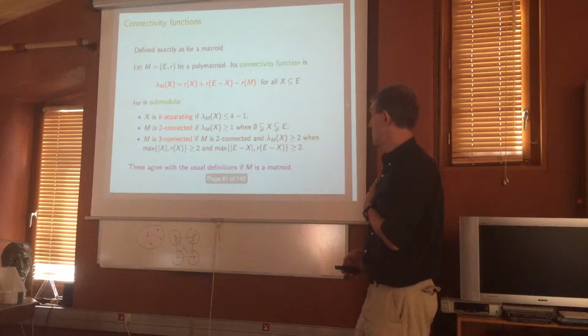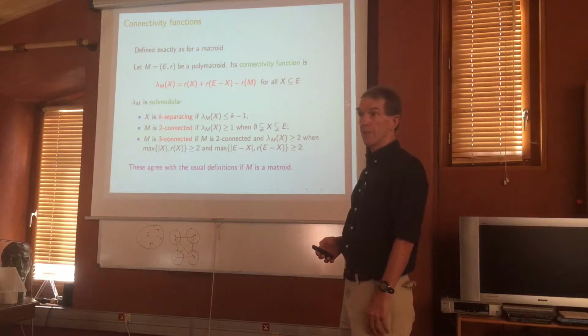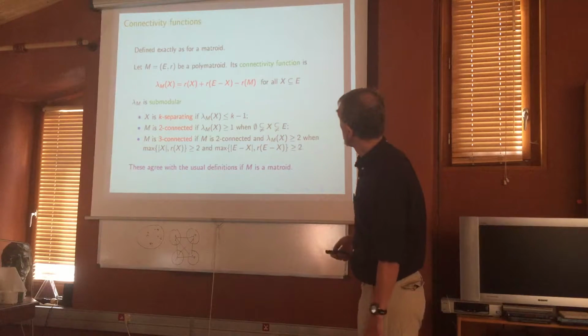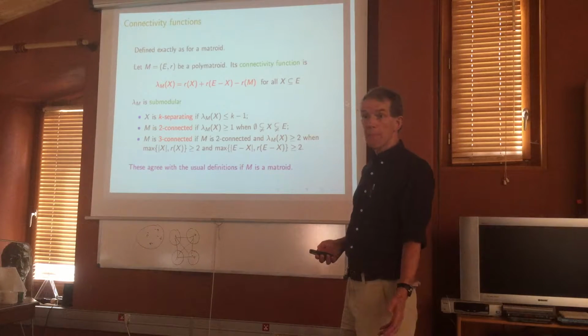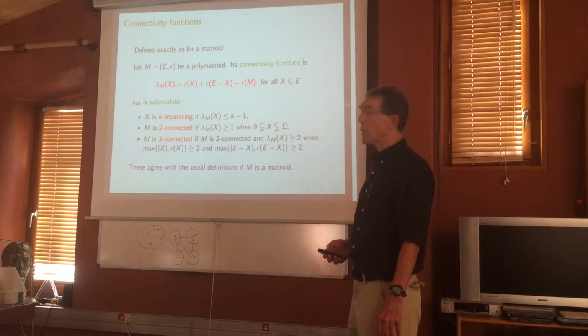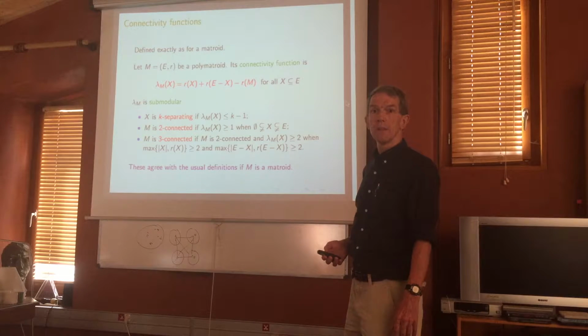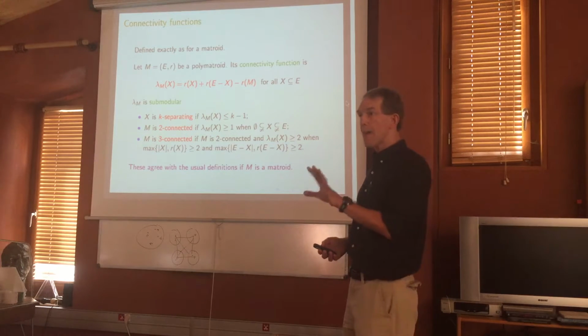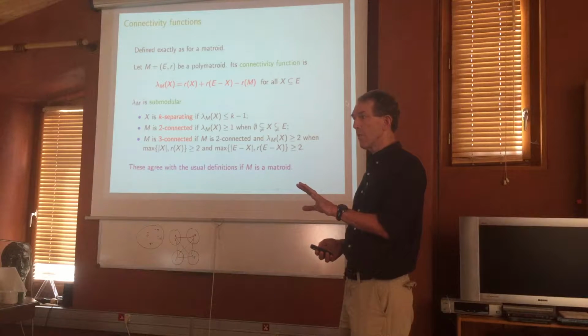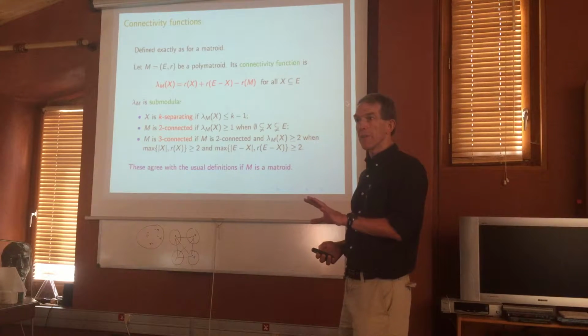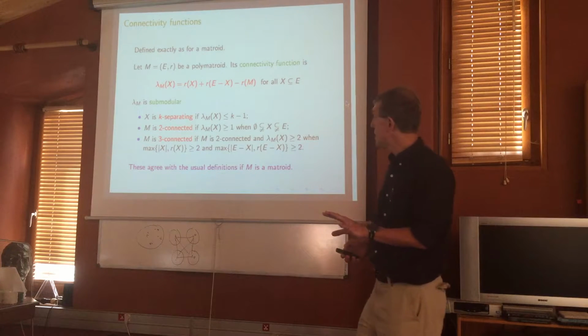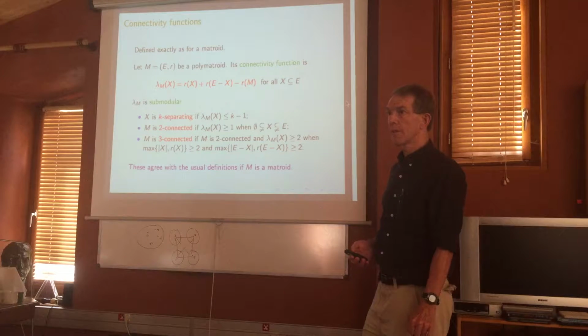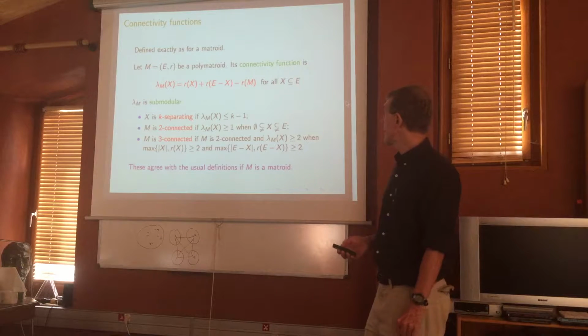And these agree with the usual definitions for a matroid. So if the polymatroid happened to be a matroid, this would be the same. Questions on this? So everybody's happy about what two polymatroids are and what three-connectedness means for these guys? I'll give you some more intuition about that in a few minutes. Okay.